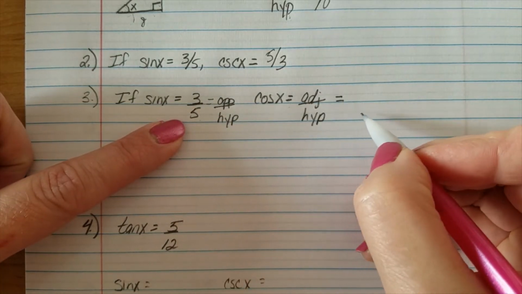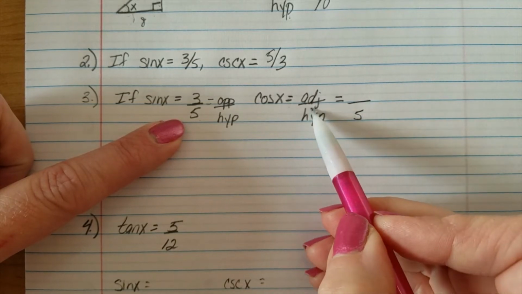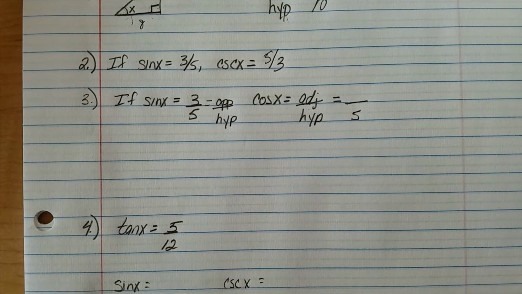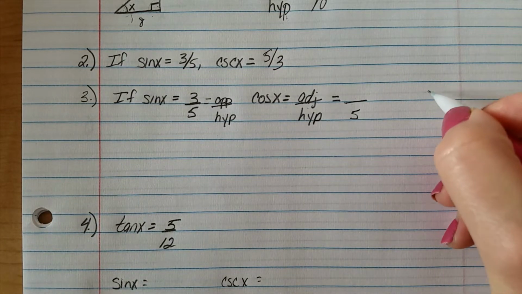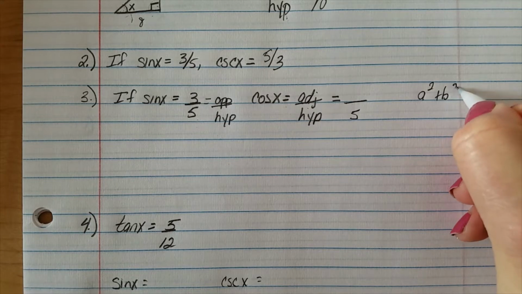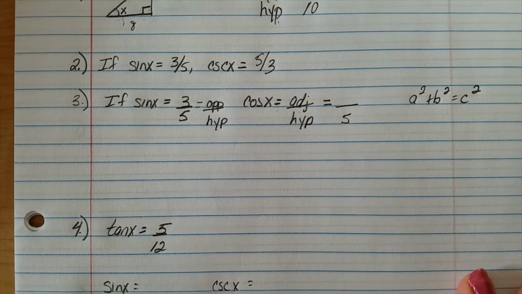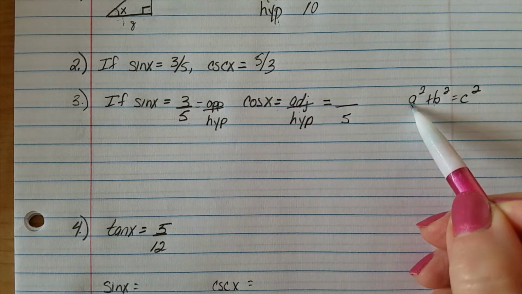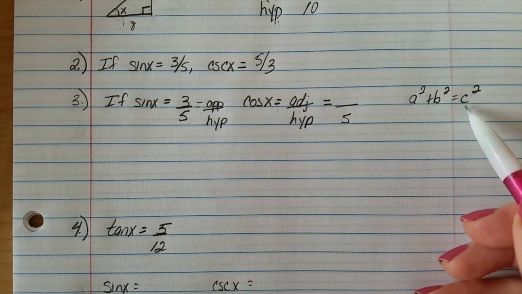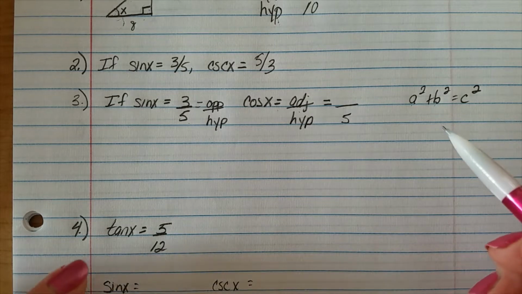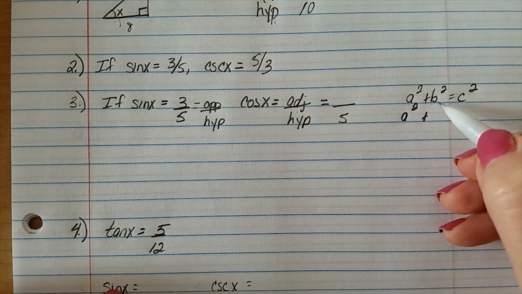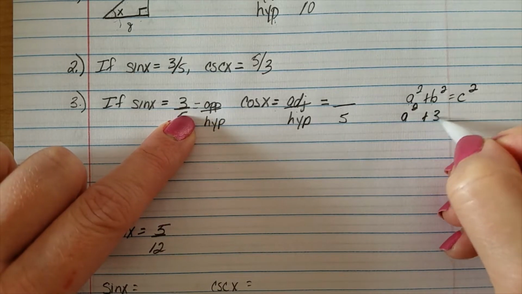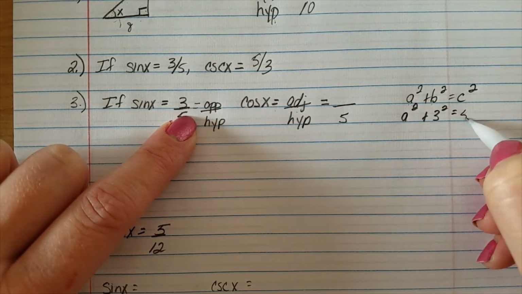Well, I know my hypotenuse is 5, but I don't know what the adjacent side is. I'm going to go ahead and use the Pythagorean theorem. Please do not confuse that with Pythagorean identities. Pythagorean theorem is a squared plus b squared equals c squared, where your a and b are your opposite and adjacent legs. C is always your hypotenuse. I'm going to go ahead and call adjacent a. B will be my opposite side, which is 3. And my hypotenuse is 5.